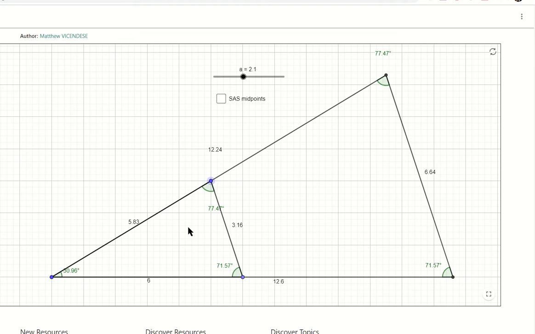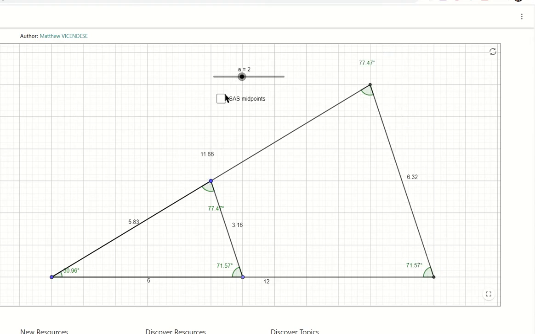And looking at the bottom lines, we can see that the original triangle has a side length of 6. If I make the slider 2, then we'll see that the other one has a length of 12. We can also see that 3.16 times 2 is 6.32, and 5.83 times 2 is 11.66. So we've now shown that all the angles stay the same and all the sides have the same ratio.